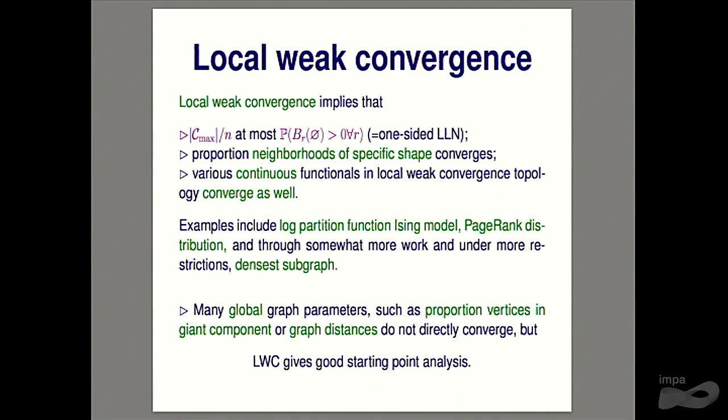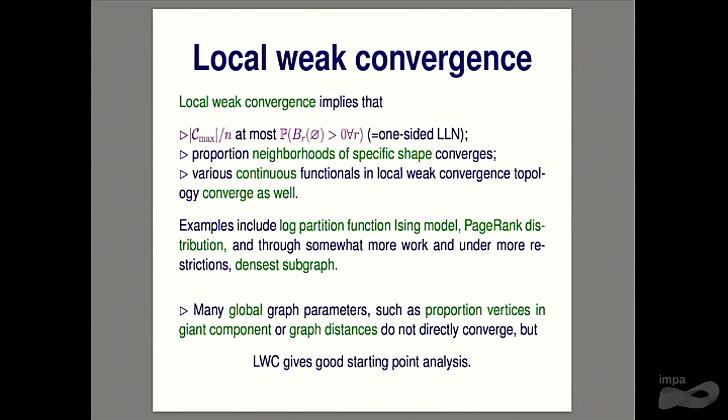Okay? Now clearly, because of the definition, the proportion of neighborhoods of a specific shape for the configuration model, where the neighborhood is a certain tree, also converges in probability. So that's what local weak convergence gives. Now, as I said, for many global parameters, it doesn't work. But still, you can use it as a starting point.